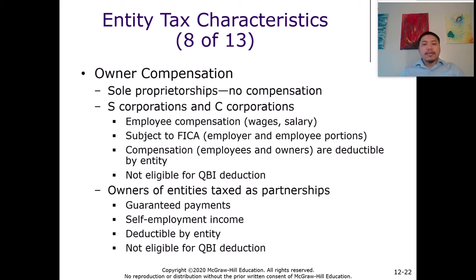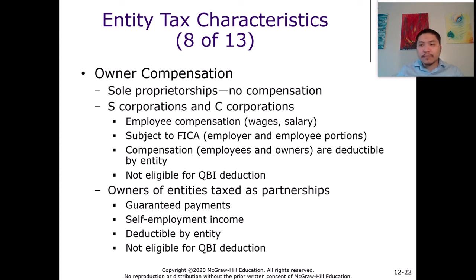All right. What about partnership? How does a partnership recognize the compensation to employees and to business owners? Usually, as an entity, a partnership doesn't pay the FICA taxes for its own business owners.